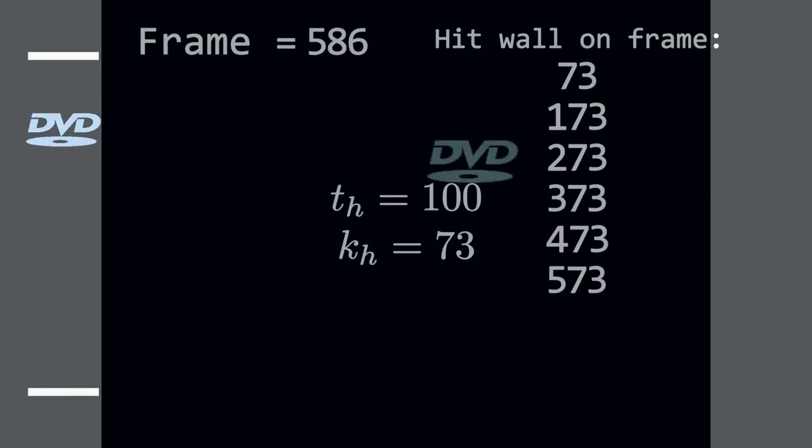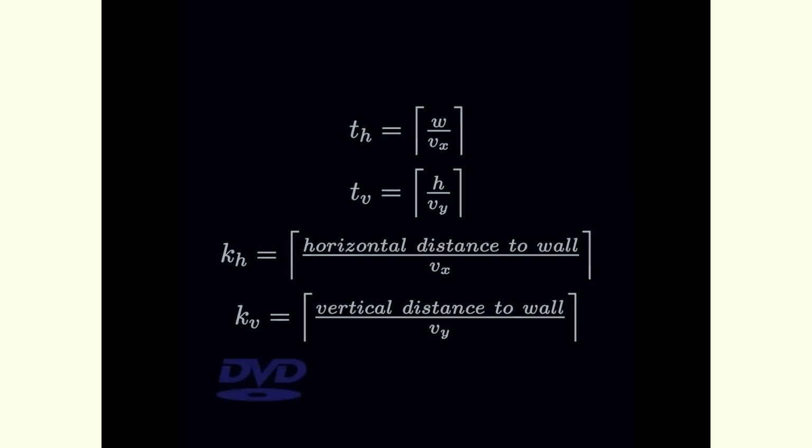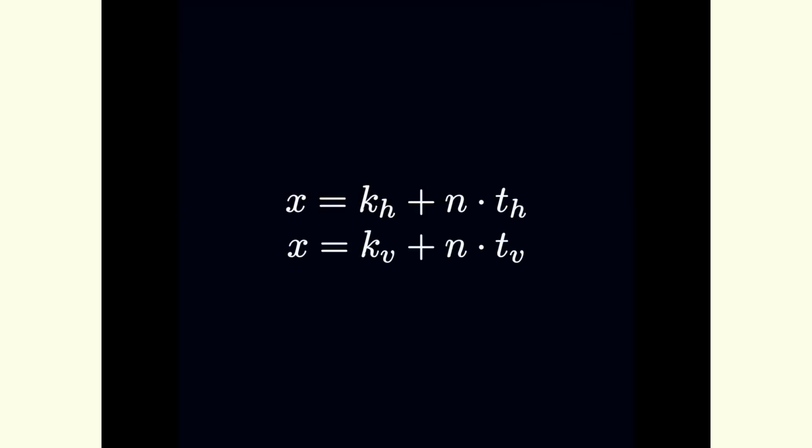Let's label our terms so far. Let's call the horizontal period t sub h and the vertical period t sub v. Then we'll call the offset k sub h and k sub v respectively. What we're looking for now is the smallest number that is kh more than a multiple of th, and kv more than a multiple of tv.